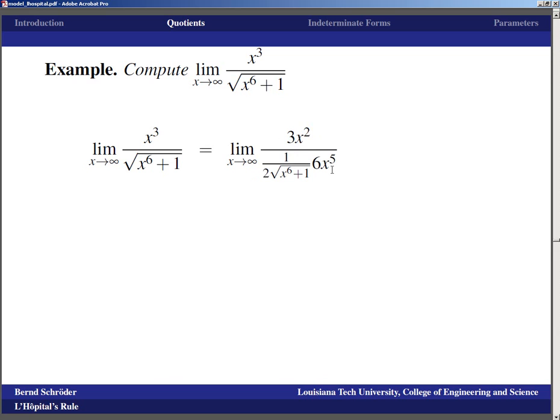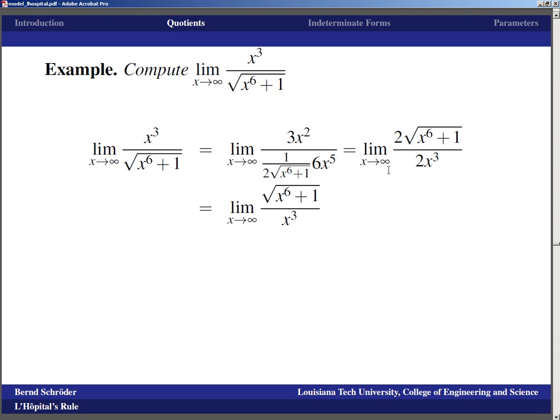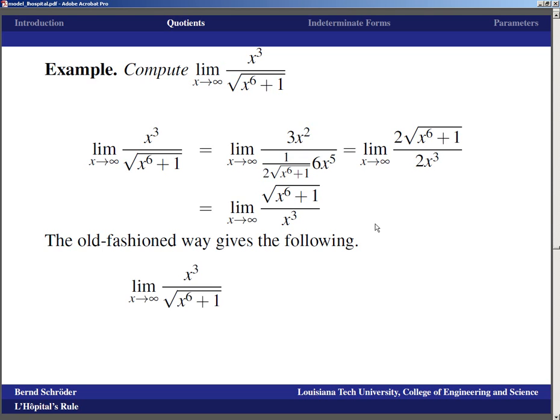The 3's cancel. You get an x cubed in the denominator, and this thing moves into the numerator. So we end up with, okay, I canceled the 3 against the 6 and kept the 2's, but we end up with the limit as x goes to infinity, ultimately of root x to the 6 plus 1 divided by x cubed, which is exactly the reciprocal of this thing. Well, guess what? If you use L'Hopital's rule on that, you end up with the same thing that you started with. So here's one where L'Hopital's rule isn't just plain tedious, it just doesn't work at all. In the old-fashioned way, of course, you expand with 1 over x cubed.